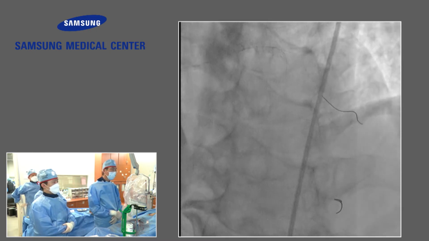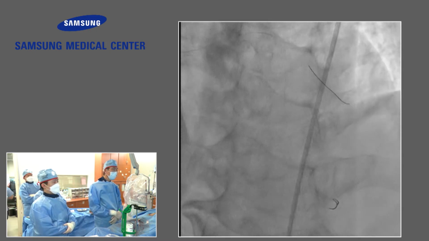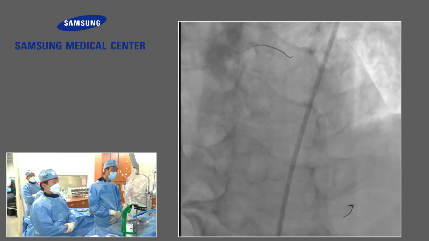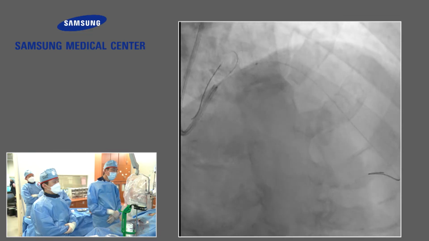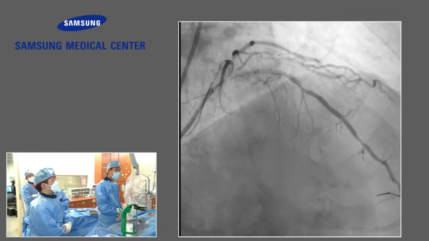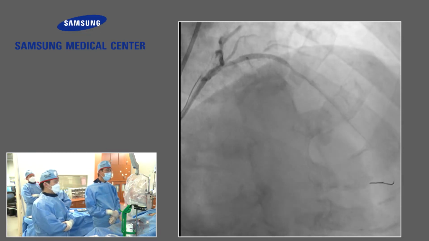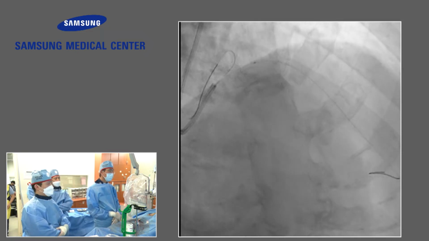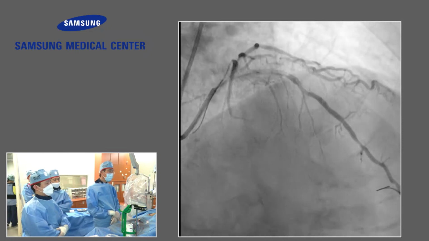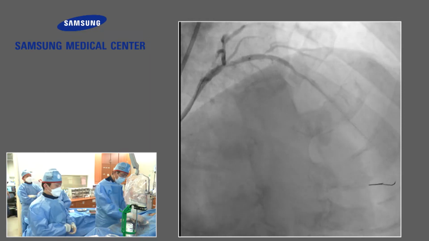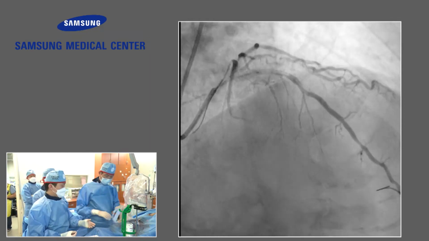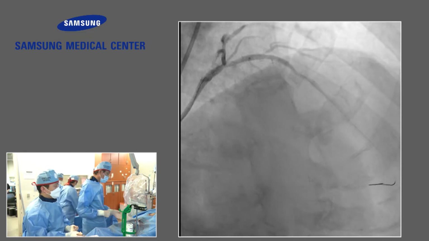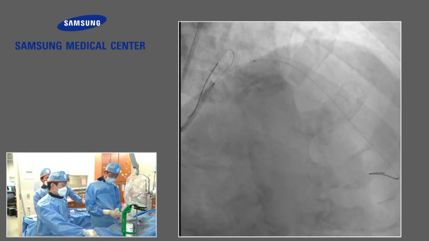So I pull out the wire. Next. Next. And the sizing of the left main, left main stent 3.5, 23. So I chose 3.5, 23 stent forward. So I stopped there.